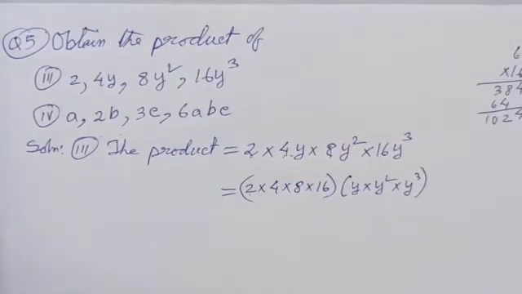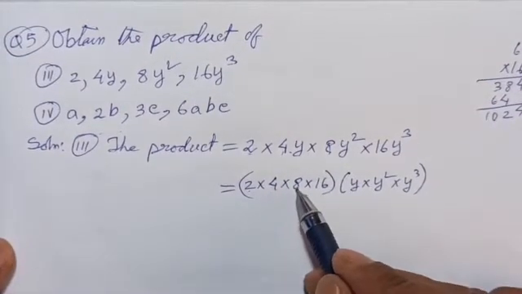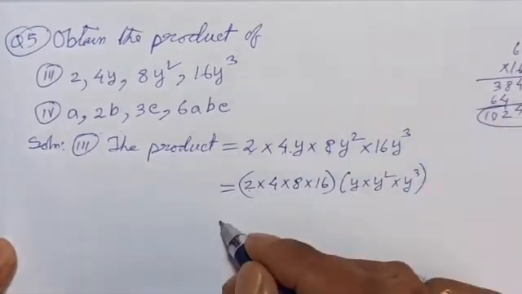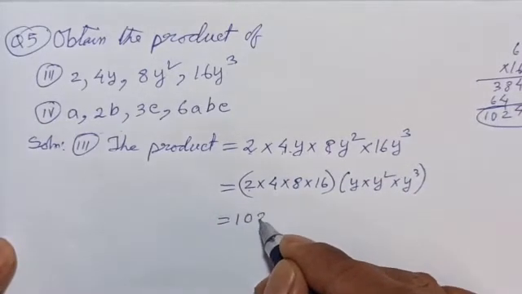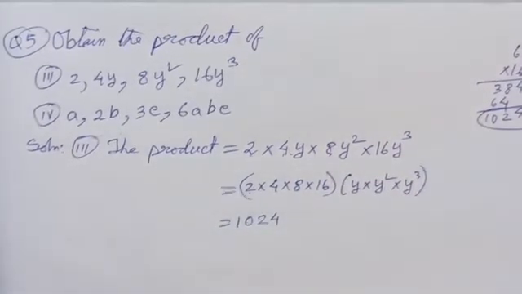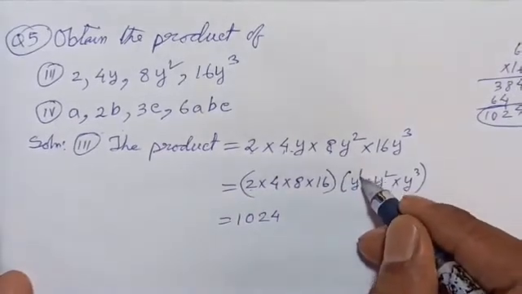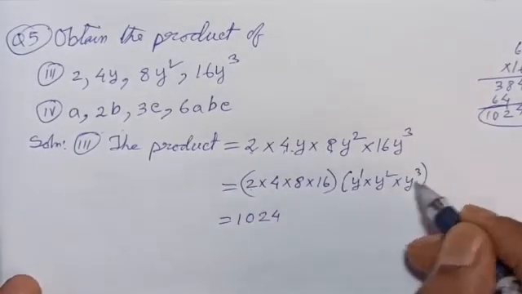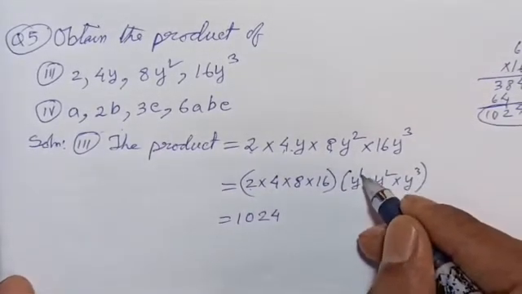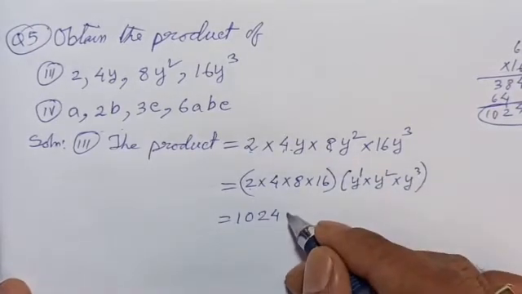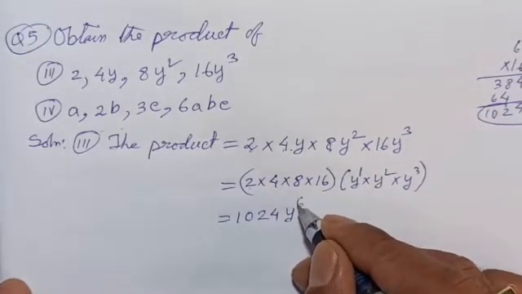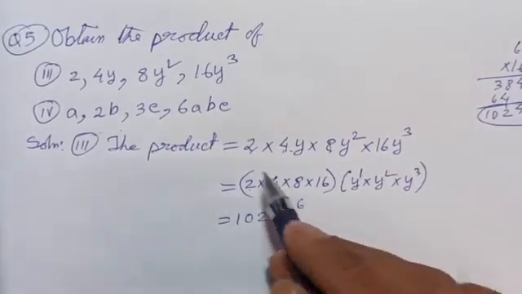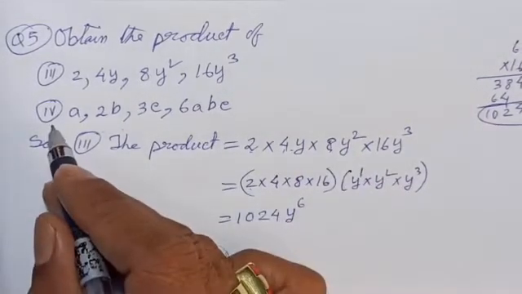If we multiply 2 into 4 into 8 into 16, we are getting 1024. Here y power 1, here power 2, here power 3. If we multiply this, then we add the powers. 1 plus 2 is 3, 3 plus 3 is 6, so we are getting y to the power 6. We are getting this. I hope you can understand that. Now, Roman number 4 is also the same. Let's try Roman number 4.